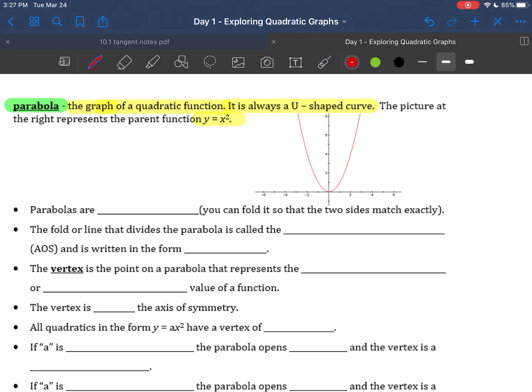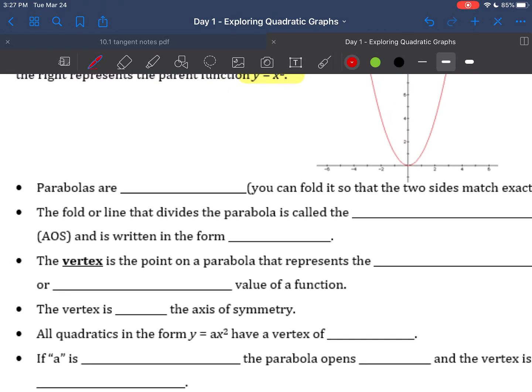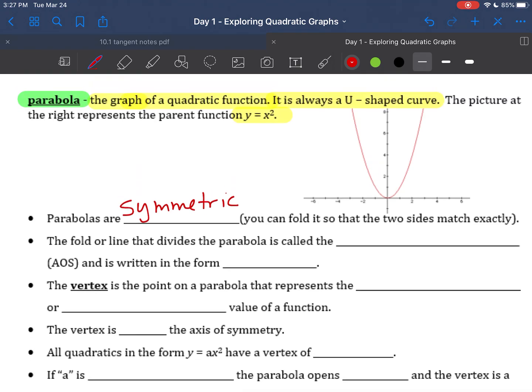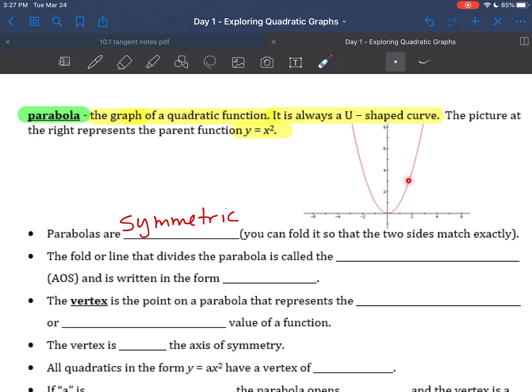All right, so let's do a little vocabulary. I'm going to do a lot of zooming in and out here so that I can write on this and you can add to it if you need to. The very first item here: parabolas are symmetric. You can fold it so that the two sides exactly match. If you take a look at this U-shaped graph and fold over this vertical line, the right-hand side would perfectly match the left.